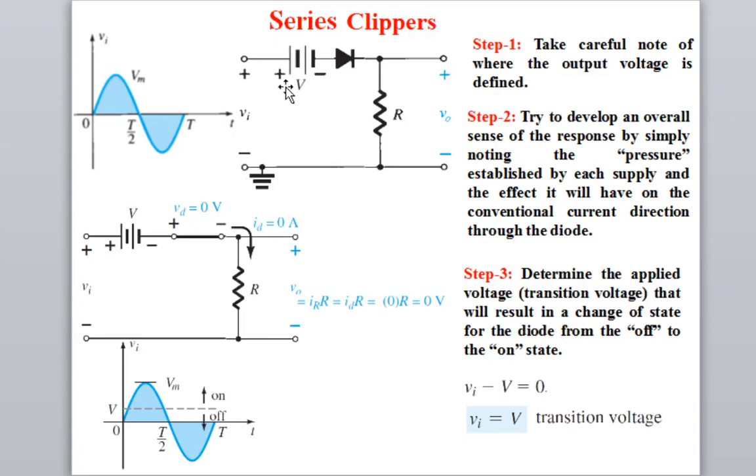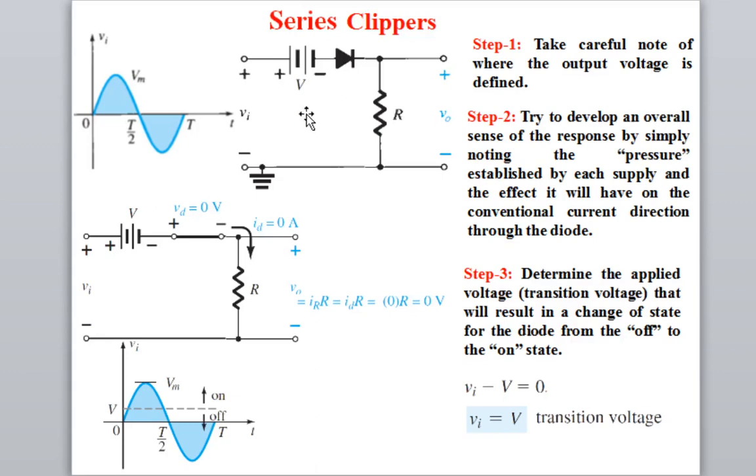If you forget the input signal, then look at the polarity of this battery, plus minus, and the polarity of the diode, positive negative. By just watching the polarity of the battery and the diode, you can develop a sense that the diode will be in off state. It means the result is that any supply voltage, now that this diode is in off state because of this applied voltage, any supply voltage greater than V volt will turn the diode on.